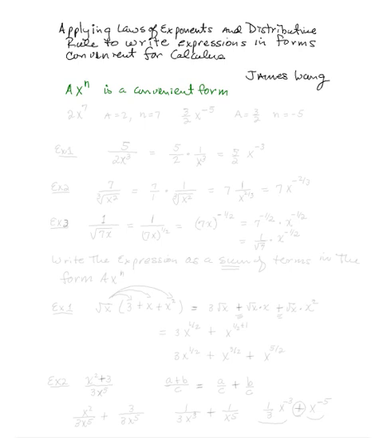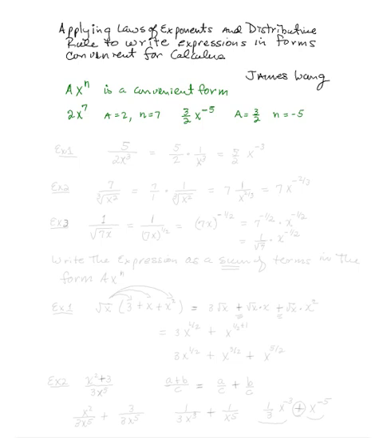So first of all, what do I mean? Here's some examples. 2x to the 7th. In that case, a would be 2 and n would be 7. Okay? 3 halves x to the negative 5. In this case, a would be 3 halves and n would be negative 5. So that's the idea. We want to start with whatever expression we're given and see if we can write it in this form, ax to the n.